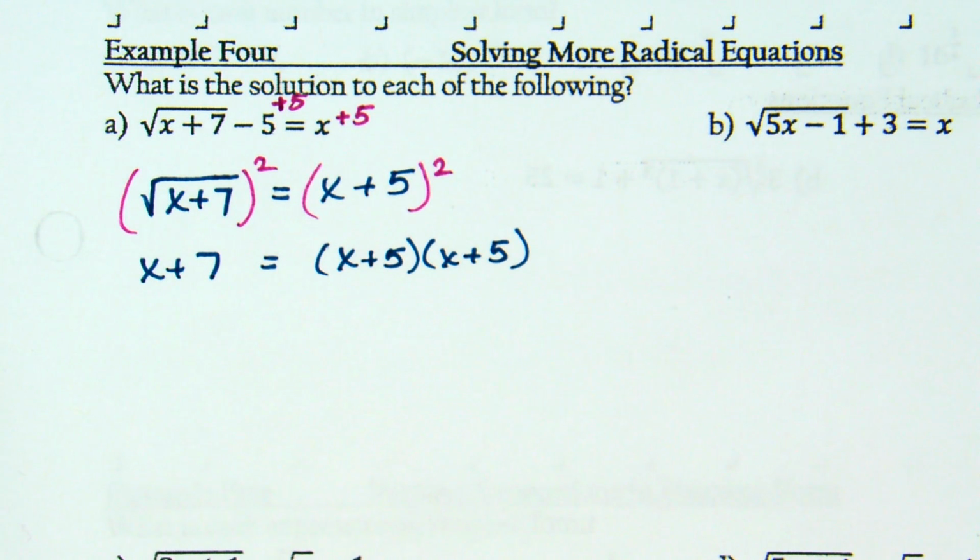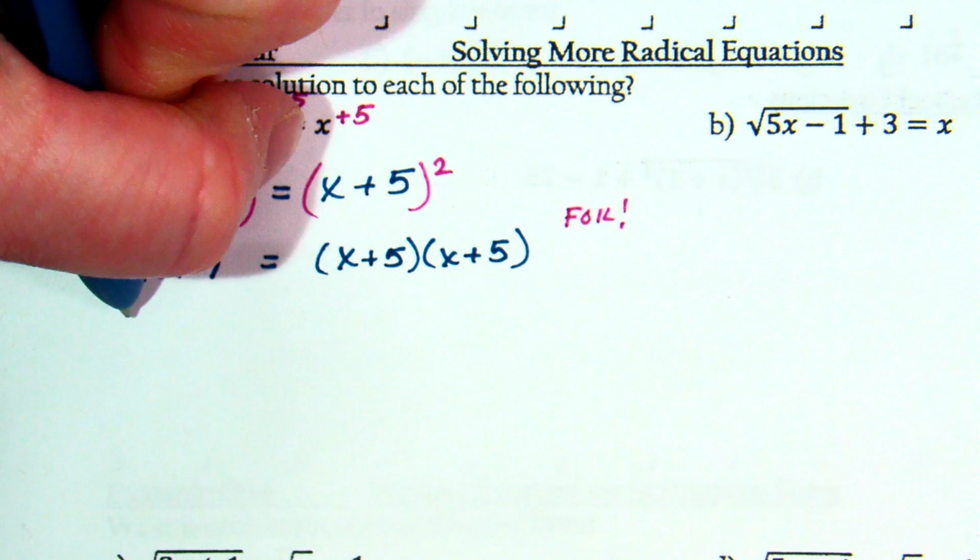So, okay, my left is going to stay x plus 7 for the moment. When we FOIL, x times x is x squared. Then we do outsides. X times 5 is another 5x. And 5 times 5? 25.